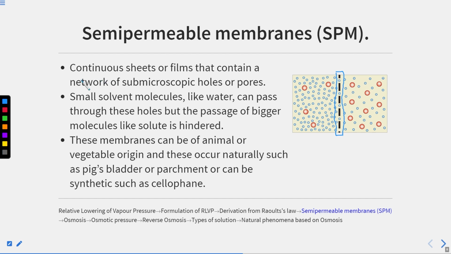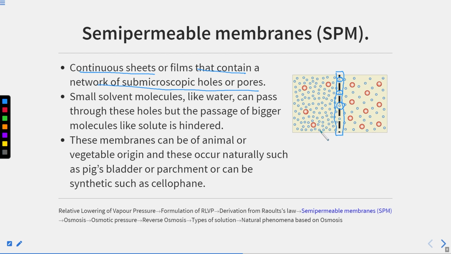So I have written the same thing here. So what is the semi-permeable membrane? It is a continuous sheet of film that contains a network of sub-microscopic holes. So this is our network. First hole, second hole. I'm not talking about this inner thing, I'm talking about the gap. So you don't get confused that I'm talking about this small blue one. I am talking about the gap between these two black strips. So they are the sub-microscopic holes or pores.